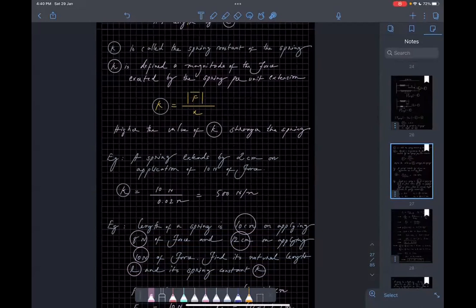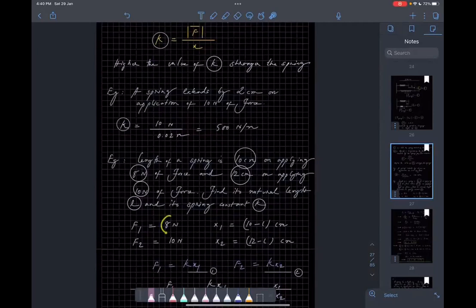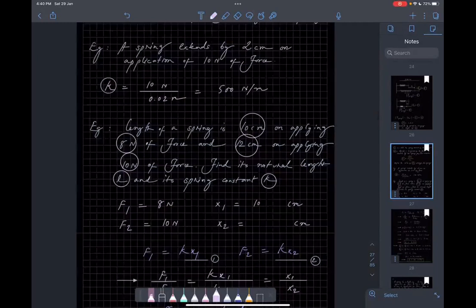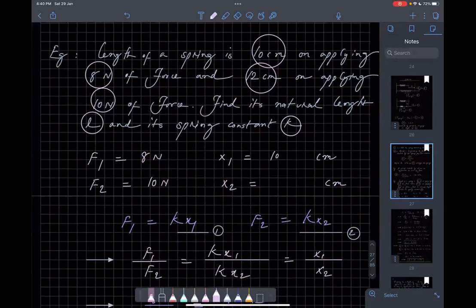See, F1 is equal to 8 Newton, F2 is equal to 10 Newton. When you are applying 8 Newton of force, its length was 10. So the natural length, let me call it L naught. So the extension x1 will be 10 minus L naught. And x2 will be 12 minus L naught.